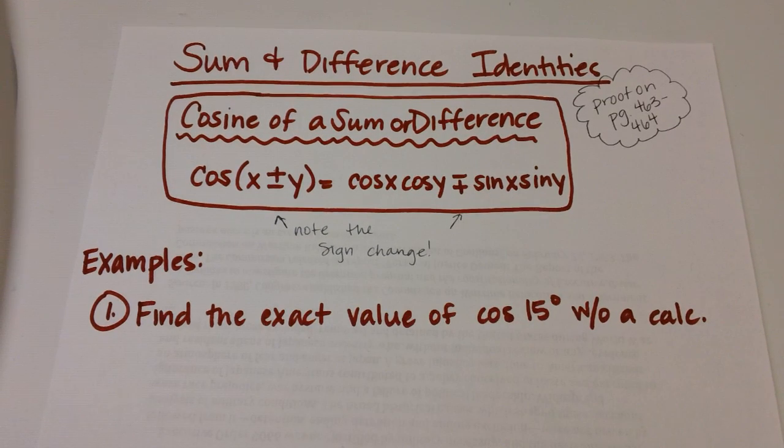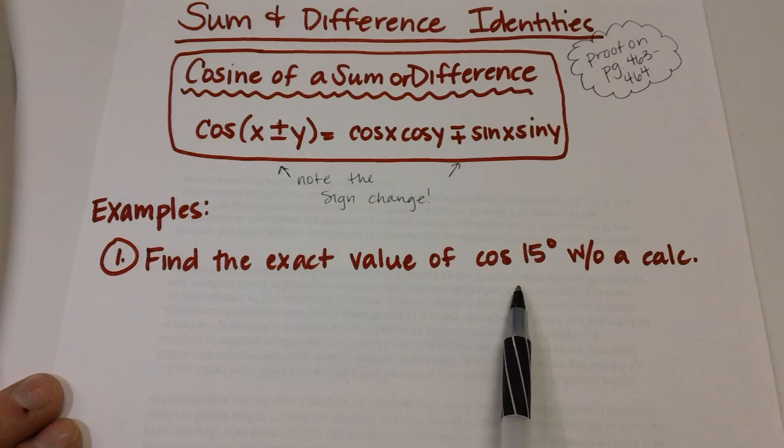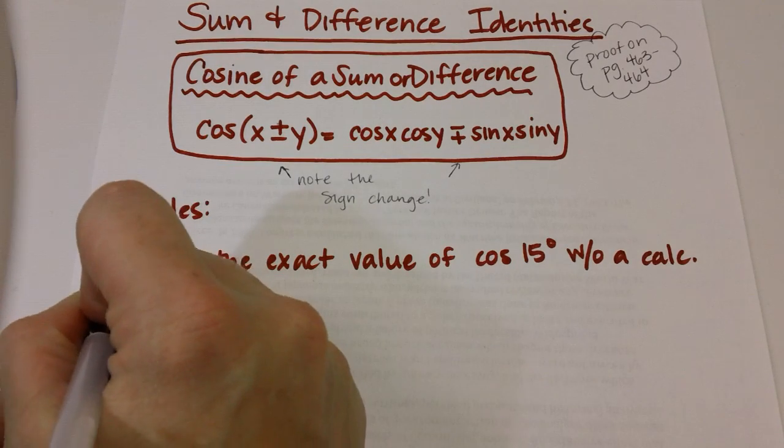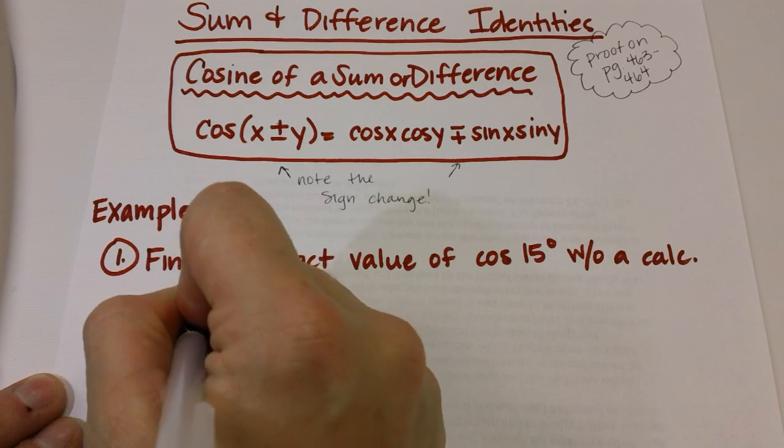Okay, so we use this identity when we're asked to find the exact value of angles that are not on our unit circle. Okay, like the cosine of 15, which is our first example. 15 degrees is not one of our angles that we have memorized from our unit circle. But what we do know is that 15 is the same as saying 45 minus 30. Okay? So although we can't find the cosine of 15 degrees, we can find the cosine of 45 degrees minus 30 degrees.